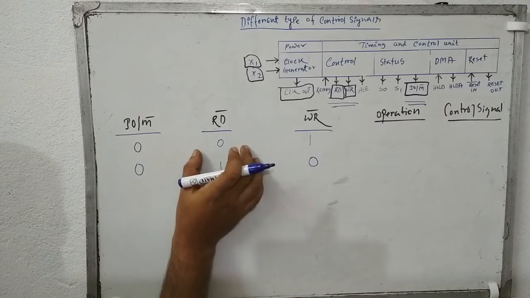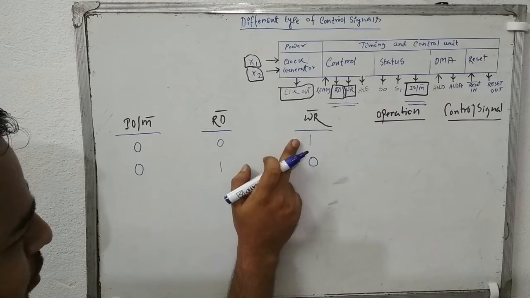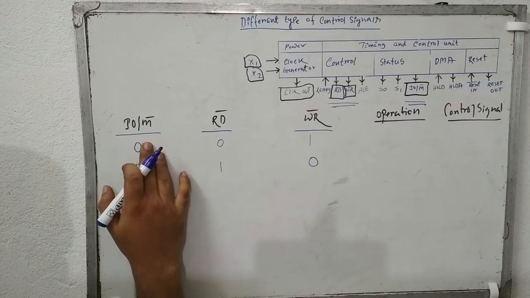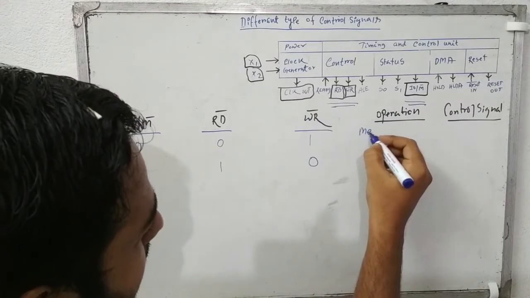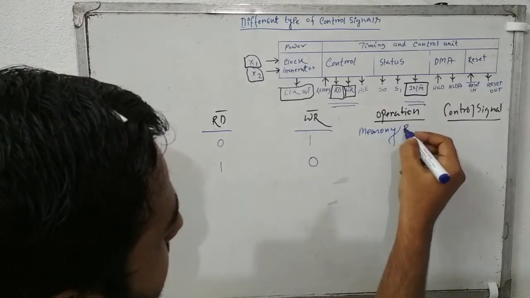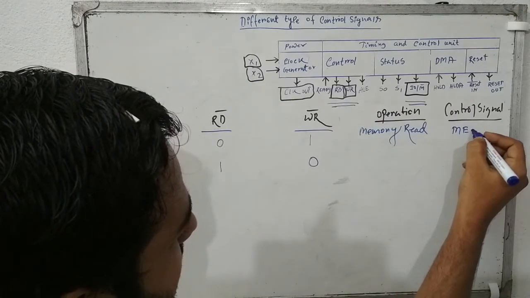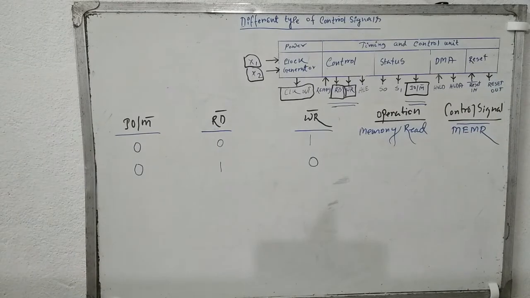Here you will see the read signal will be activated when it gets low value, and the write signal will be deactivated when it gets high value. So memory operation as well as the read operation, that means the operation will be memory read, and the control signal will be denoted as this one. We will see this when we draw the timing diagrams of different types of instructions.